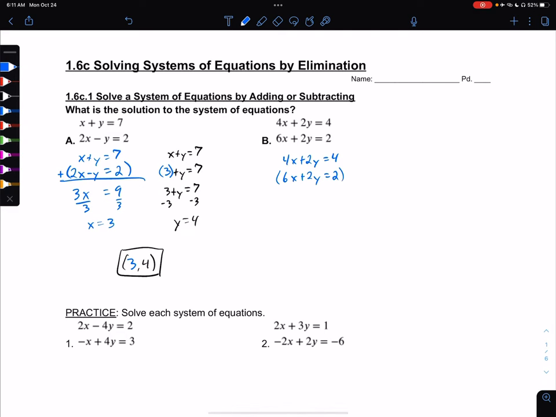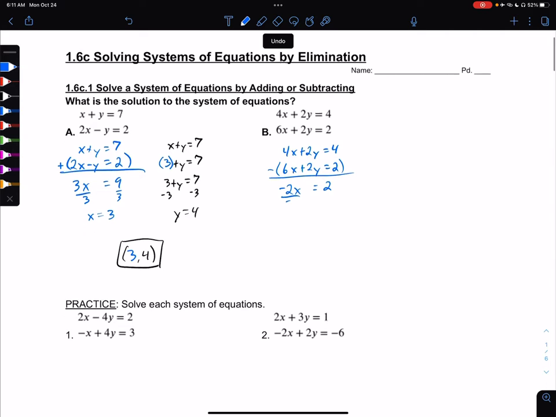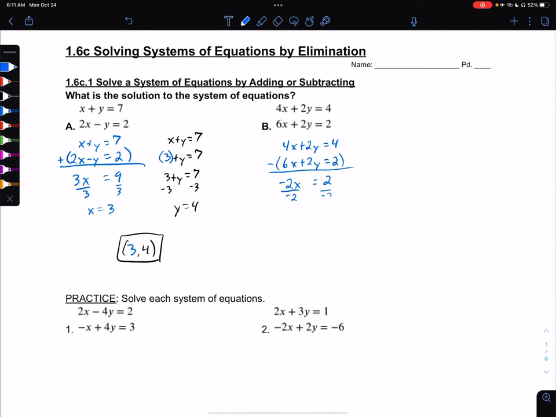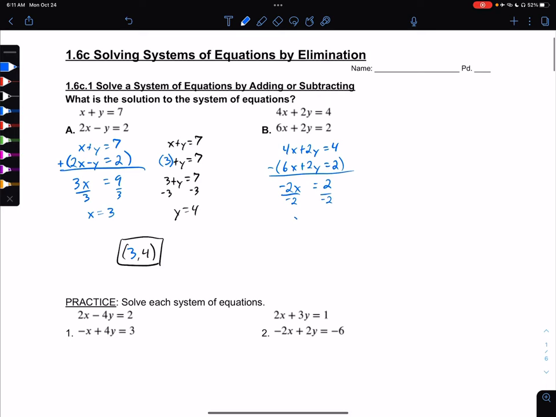However, if instead I subtract my equations and do 4 minus 6, I get negative 2x. 2y minus 2y is 0y, which again is eliminated. And then 4 minus 2 would be equal to 2. Now, when you're adding, but especially when you're subtracting, you have to be very careful with your signs. So we would then solve for x. Again, I can't stress that enough. Be very, very careful with your signs as we're doing these problems. So x is equal to negative 1.